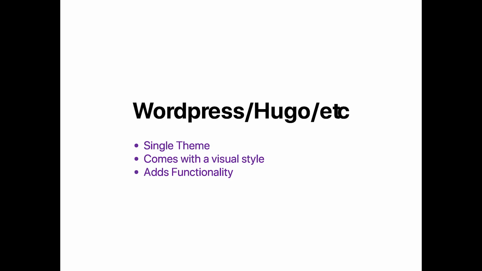And then there's themes in ecosystems like WordPress and Hugo. And this is much closer to what we mean when we say Gatsby themes. WordPress, typically you have a single theme, you install it. Hugo, you have a single theme, you install it, you basically vendor it into your Git repo, right? They usually come with a visual style. And in the case of WordPress, you can turn your blog into an e-commerce store, right? So they add functionality as well.